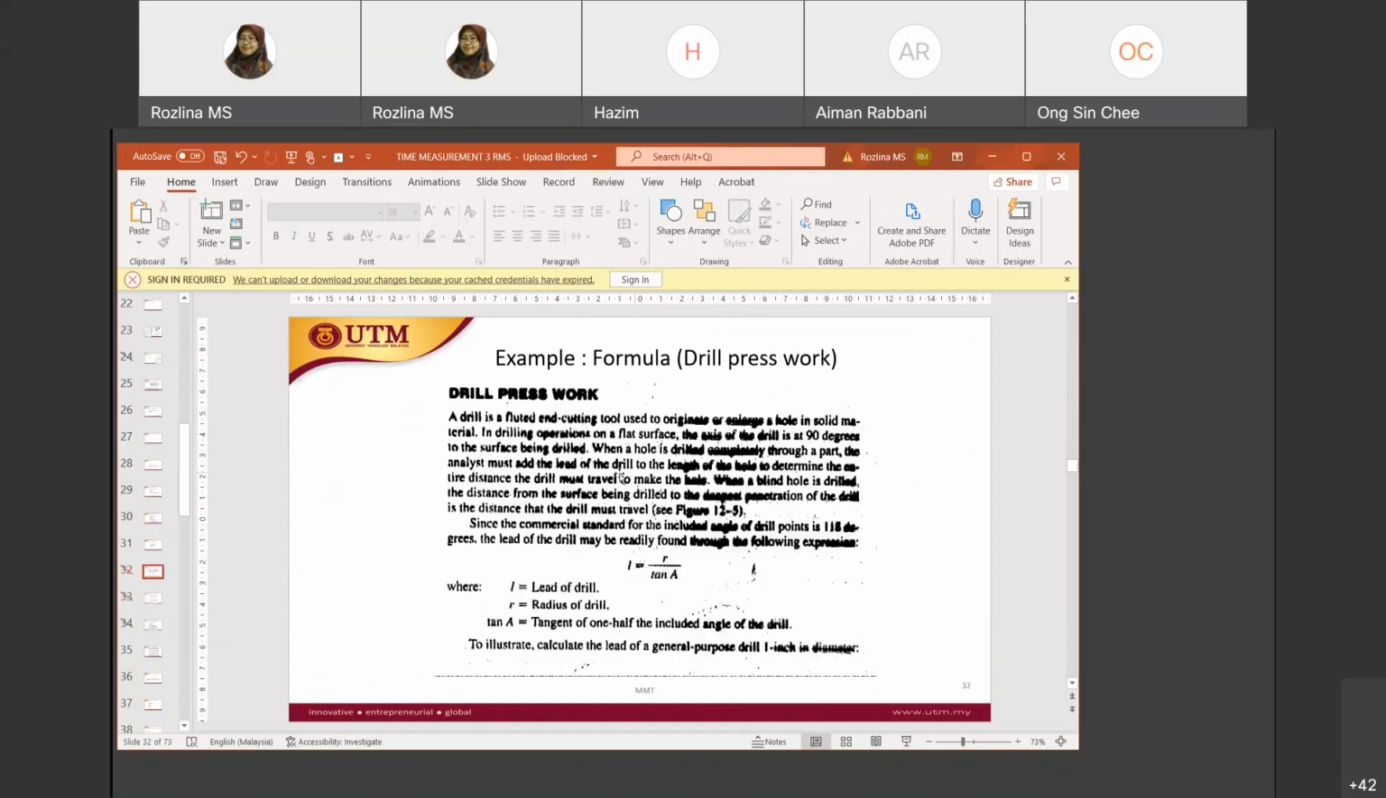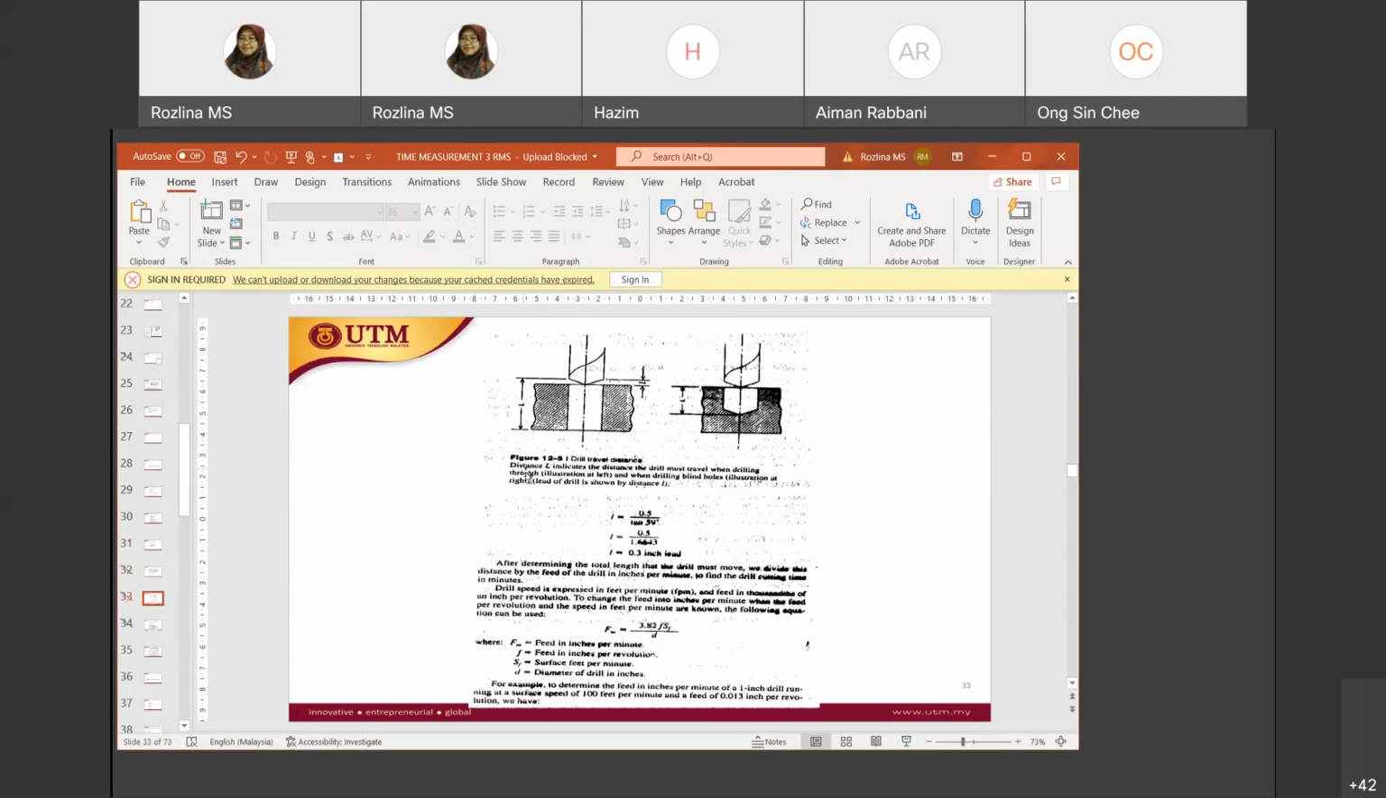This is the example of how to use the formula. They will have this press work. So use the tangent. So what is L and what is the radius of the drill, tangent A, and then convert to 0.3 inch.